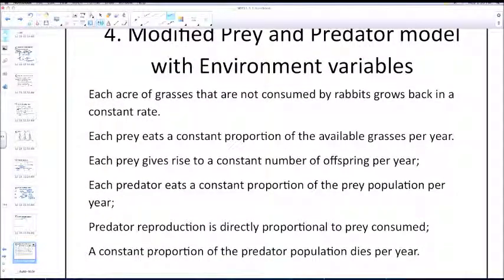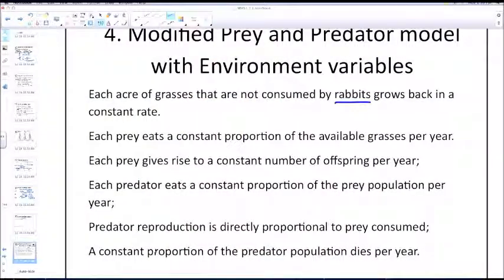Well, we have another two modifications of the model. The first one, I'm going to introduce the third species. We know in the food chain, the rabbits will eat grass to survive. If there's no grass, the rabbits cannot survive. Then I'm going to introduce the grass into this model.